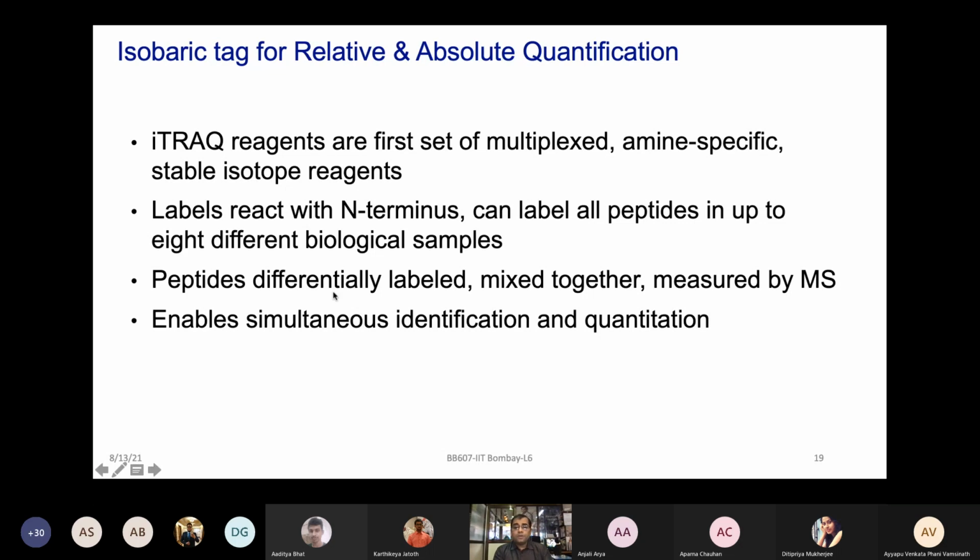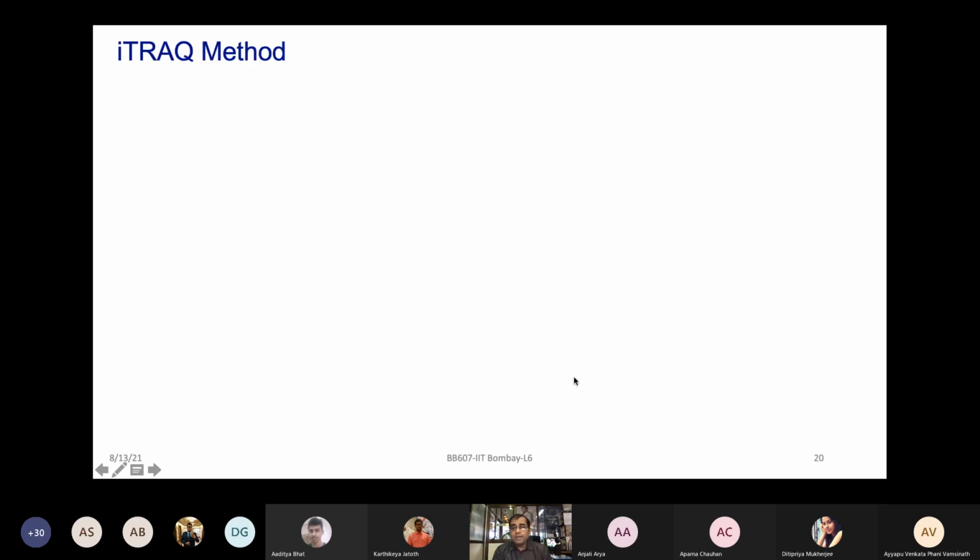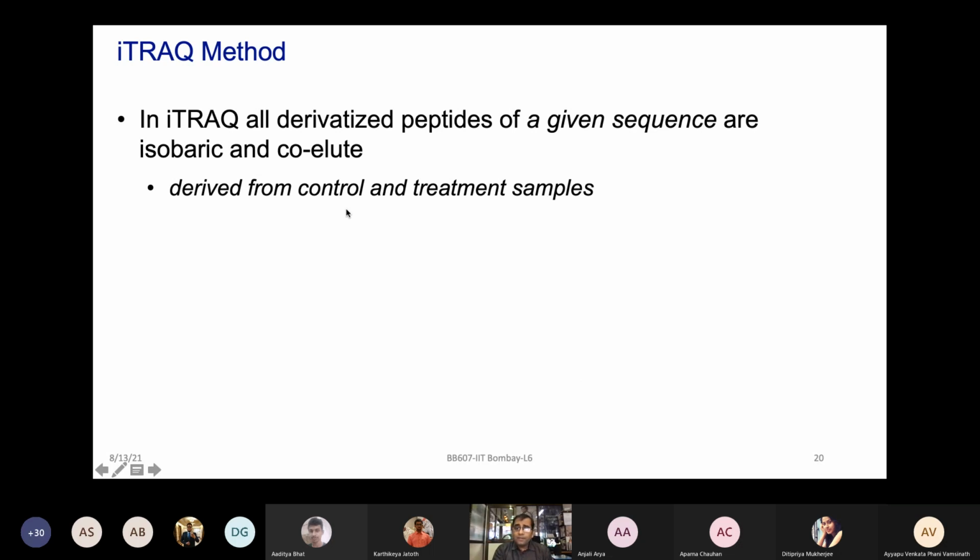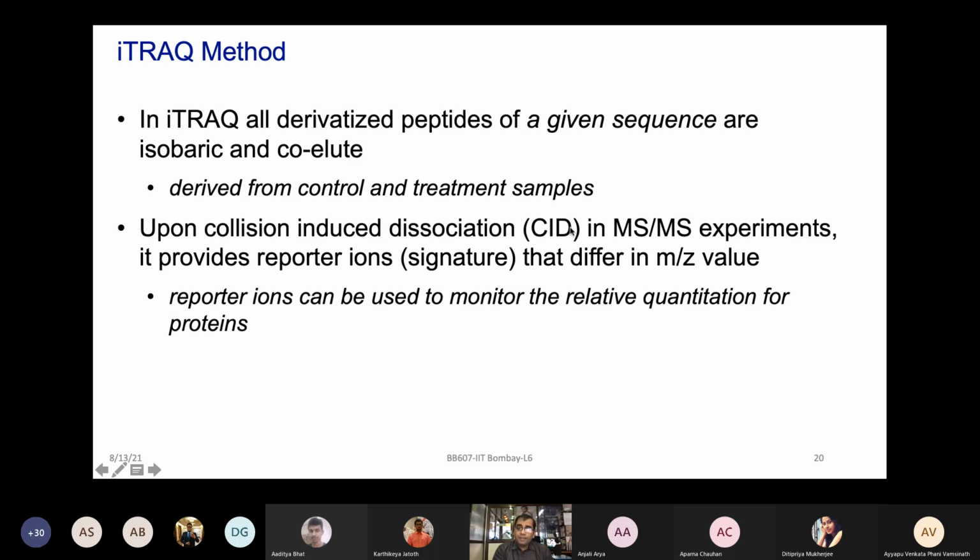You have every sample as an individual sample. You are digesting the sample to make the peptides, labeling that peptide with a specific type of label. And after labeling has been achieved, you mix them together and then run in the mass spec to do the protein identification and quantification. The advantage here is once you have labeled, they're all going to co-elute, whether you have the control or the treatment samples. And when you are doing the collision, which we talked about in the tandem mass spec concept, collision induced dissociation, then at that time these labels, which are the reporter ions, will dissociate, and they are going to show you the changes for the relative quantification of the proteins.